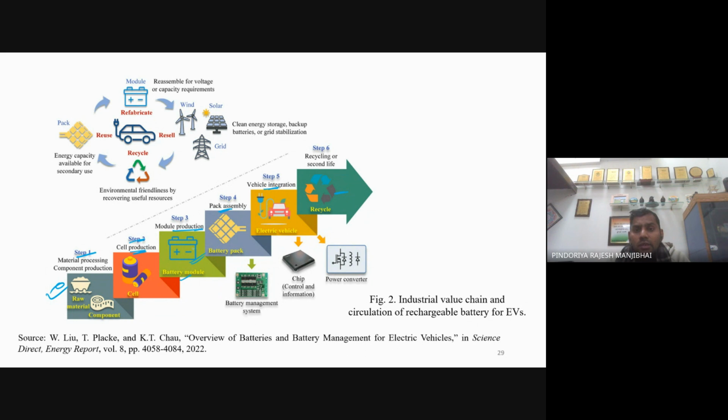Okay, so these are the total 6 steps. I think if Manoj Wagle wants to do research on the battery pack, this is very helpful to you, to see how to recycle the battery and how we can start from step number 1 to step number 6.